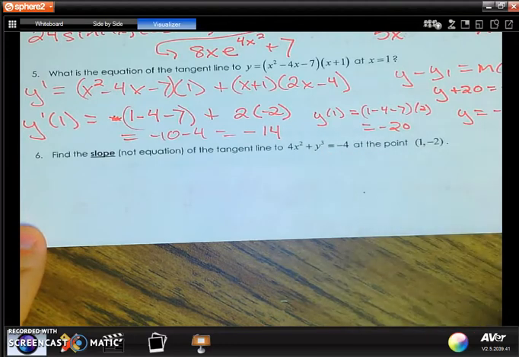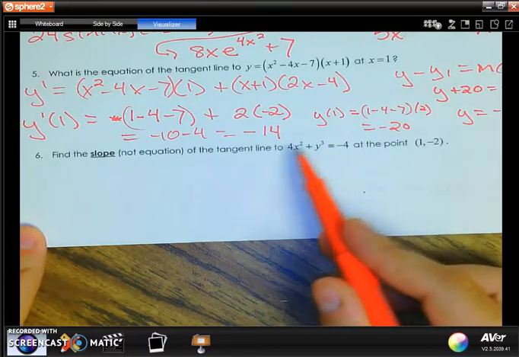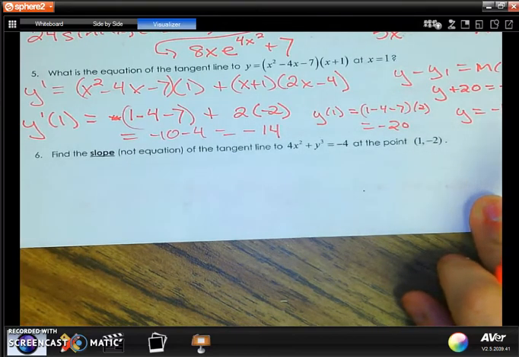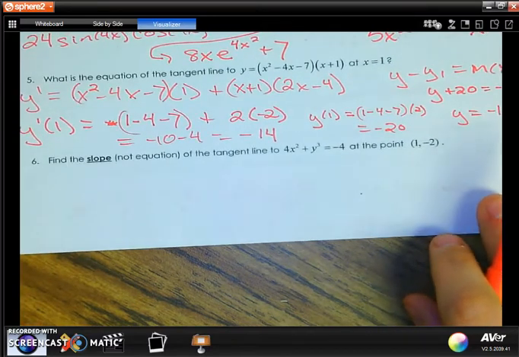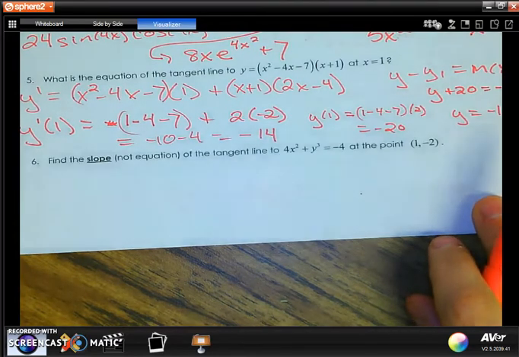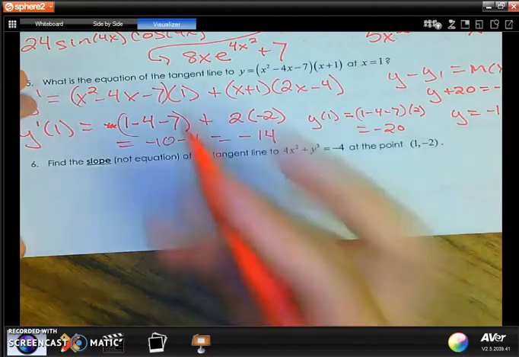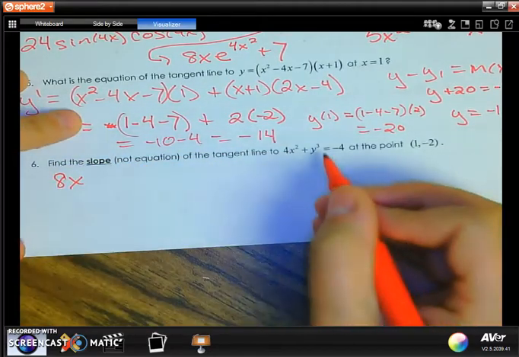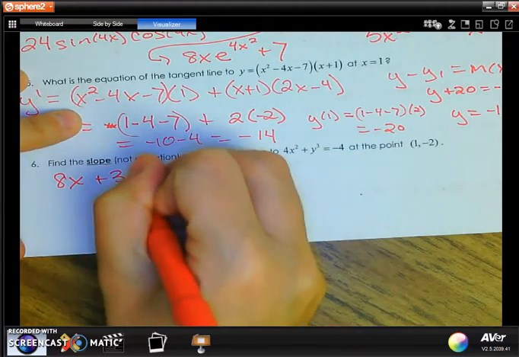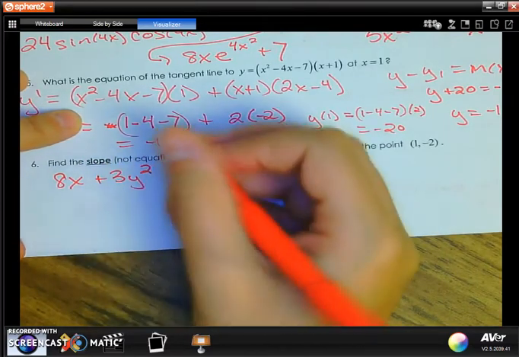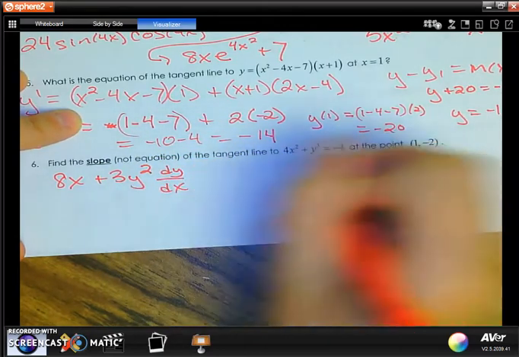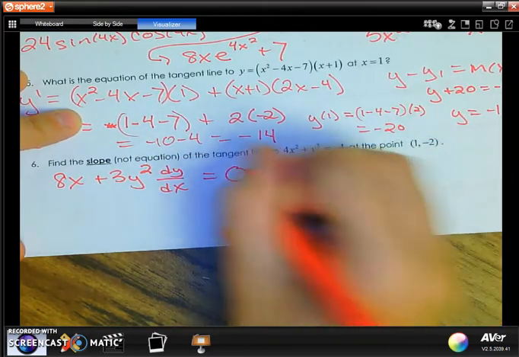Here you have to use implicit differentiation because you're taking the derivative of multiple variables at the same time. So start by taking the derivative with respect to x. When you take the derivative, you're going to get 8x, plus 3y squared. Again, you took the derivative of something that's not an x, so you have to tack on a dy dx. And then equals the derivative of negative 4, which is 0.